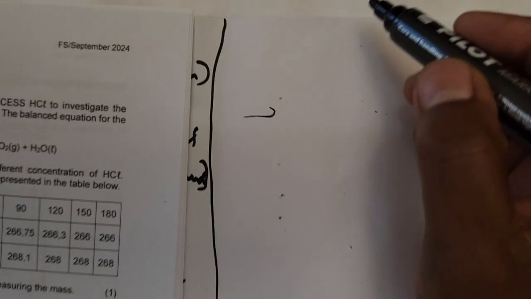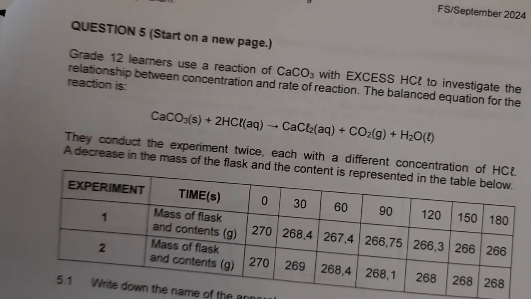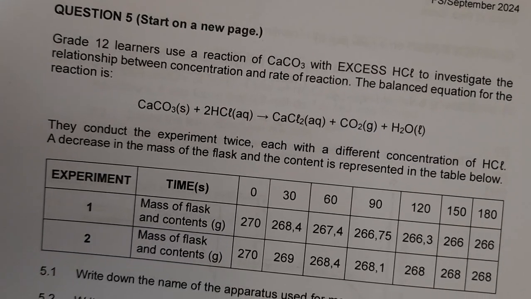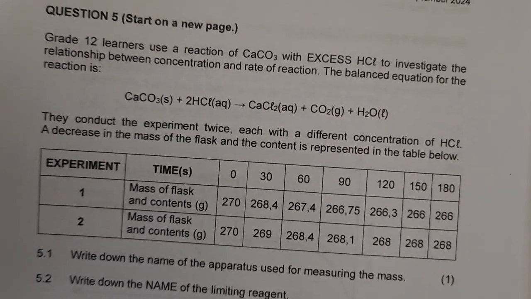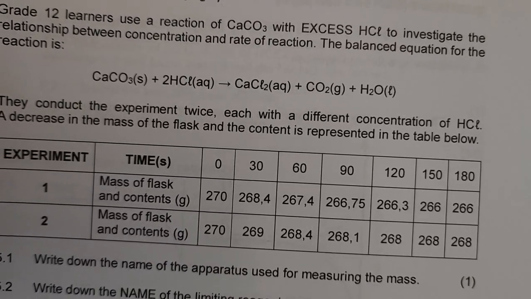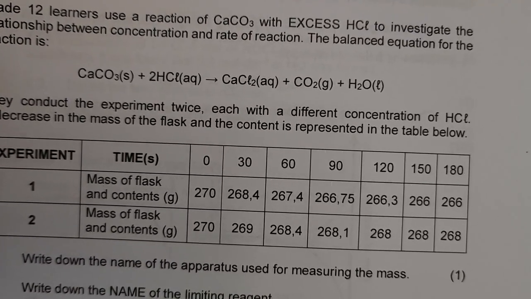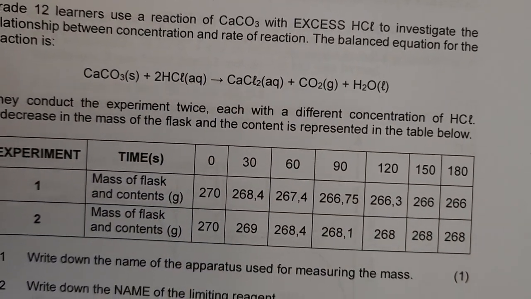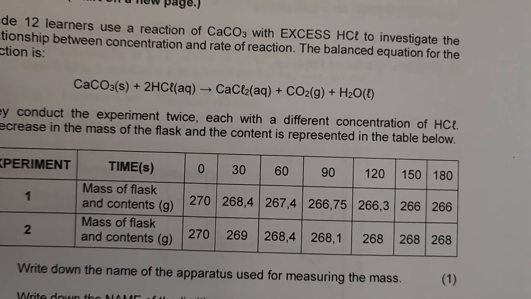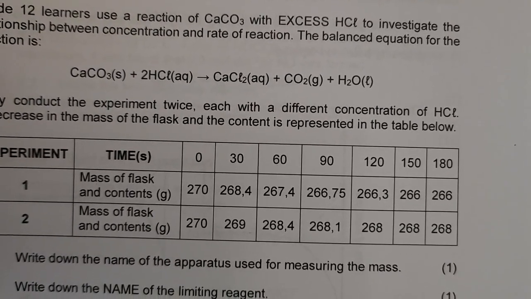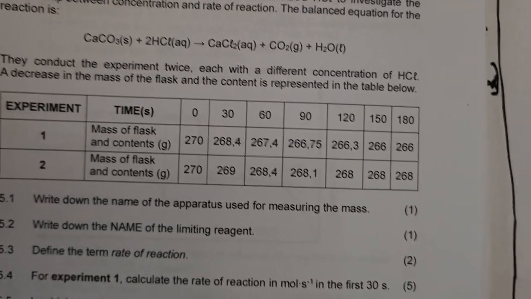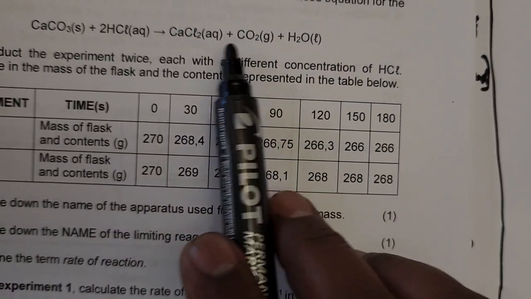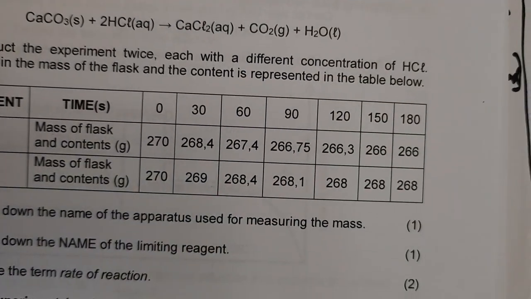Let's do the other one. It's your reaction rates, not having many marks. You can do it quickly. 5.1, they're telling us that a grade 12 learner uses a reaction of calcium carbonate with excess HCl to investigate the relationship between concentration and rate of reaction. They're already giving you the independent and the dependent variable. The balanced equation for the reaction is this one. They conduct the experiment twice, each with a different concentration of HCl. A decrease in the mass of the flask and its contents is represented in the table below. Fine. Remember, what causes the decrease in mass is normally because this is a gas forming reaction, therefore it's the gas that is leaving the container, which is carbon dioxide.